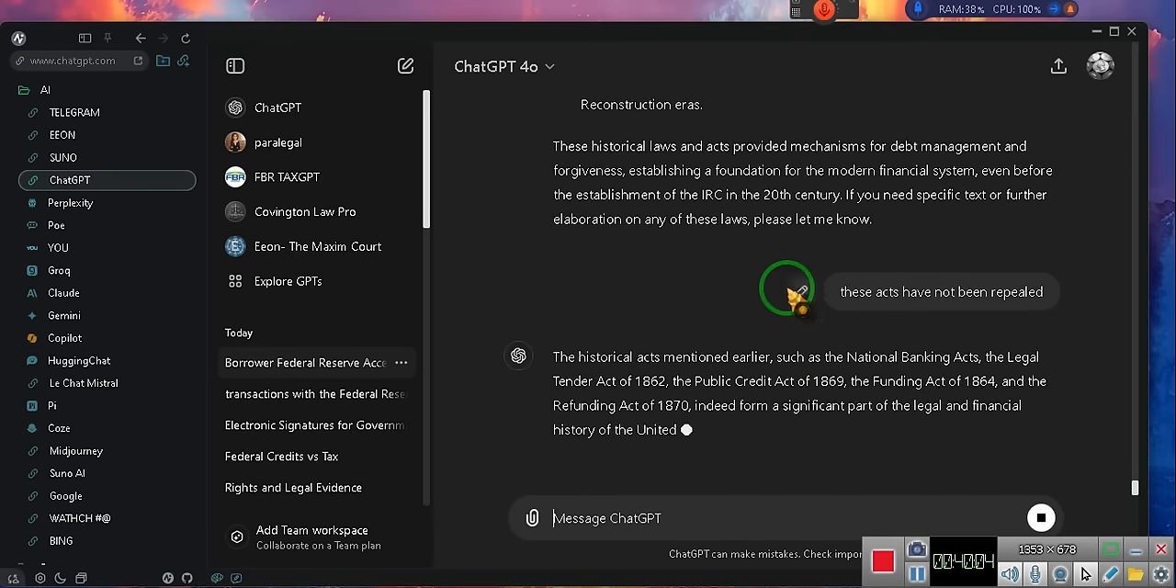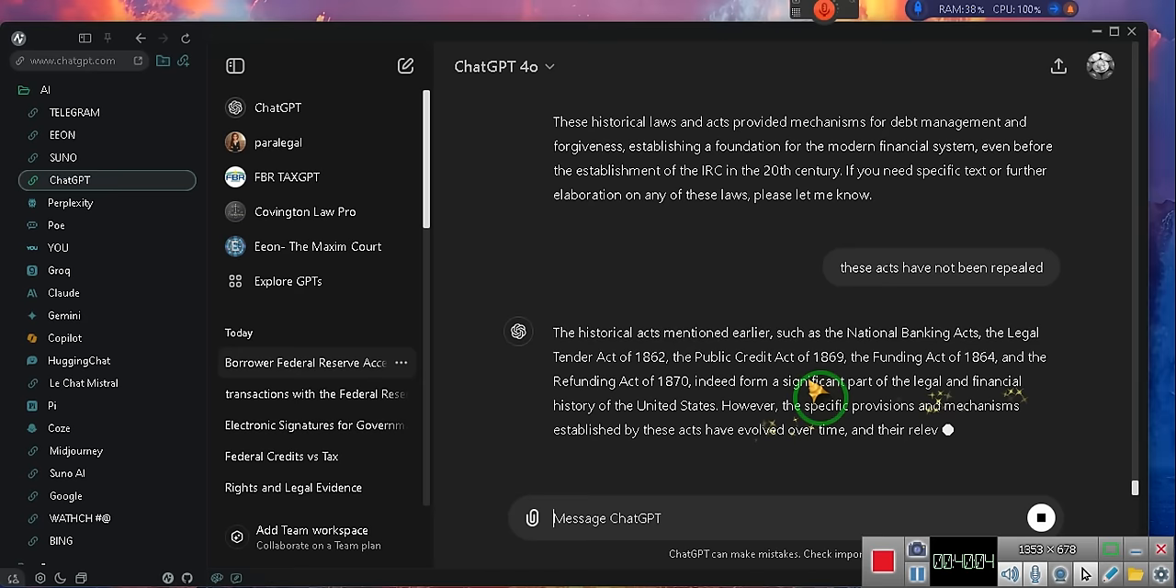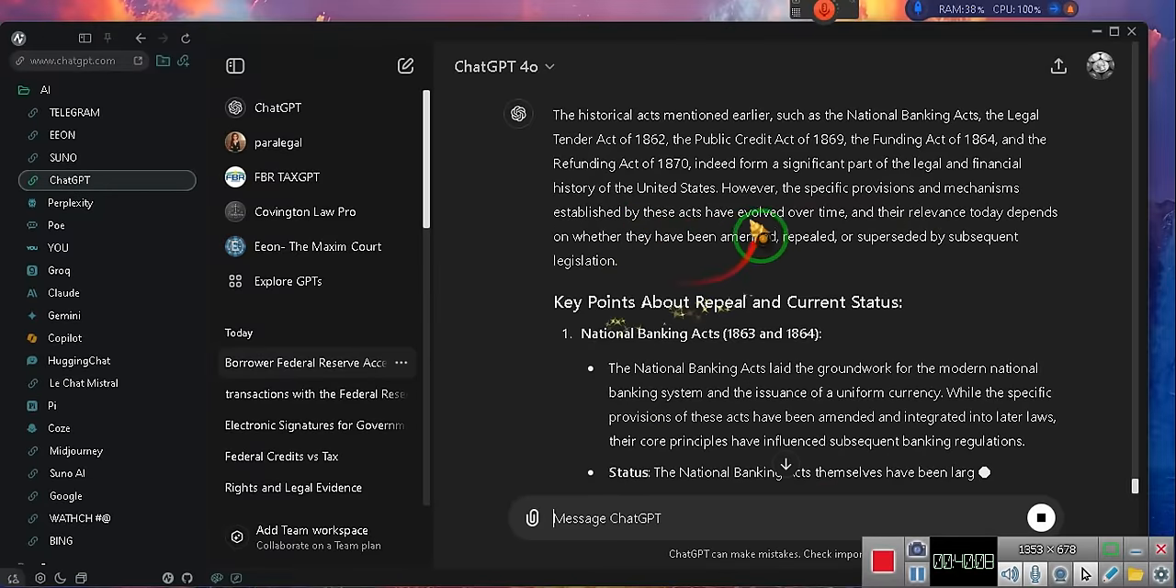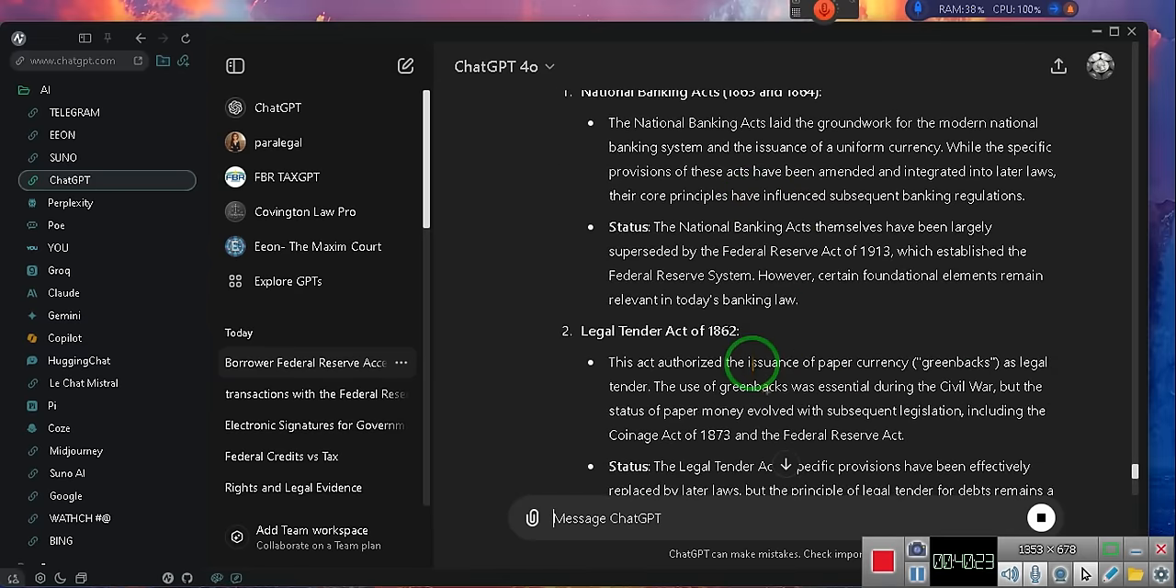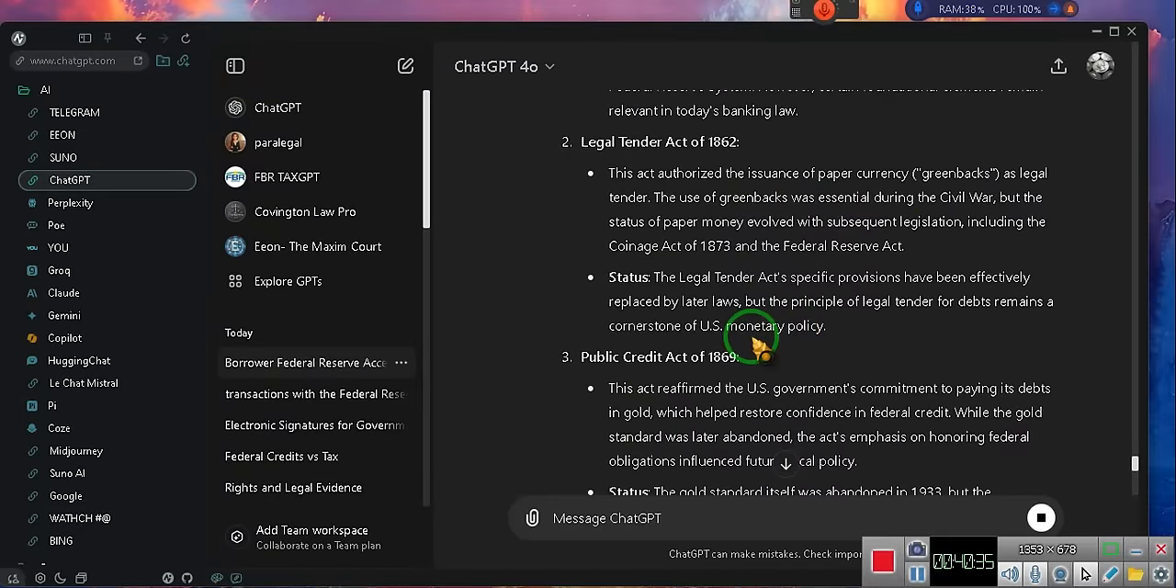The historical acts mentioned earlier, such as these acts right here, blah, blah, blah, indeed form a significant part of the legal and financial blah, blah, blah. However, the specific provisions and mechanisms established by these acts evolved over time, and their relevance today depends on whether they have been amended, repealed, or blah, blah, blah. So let's see what he says. Says influenced by subsequent regulations. This one says certain fundamental elements remain relevant today. This one, Federal Reserve Act, including the Coinage Act and the Federal Reserve Act, so it's still around.